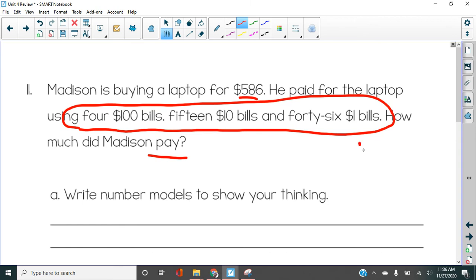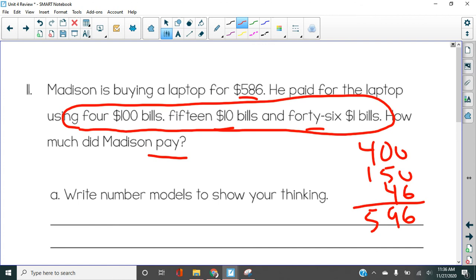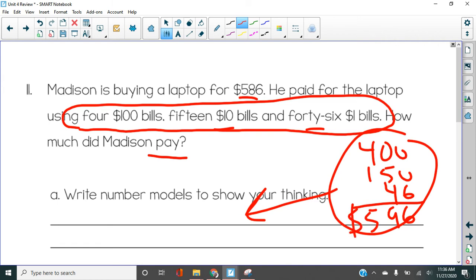Okay, this would be 400. 15 tens is 150, and 46 ones, you should have said $596. Okay, and those number models that I just drew here could be written right here also. So, and label $596.